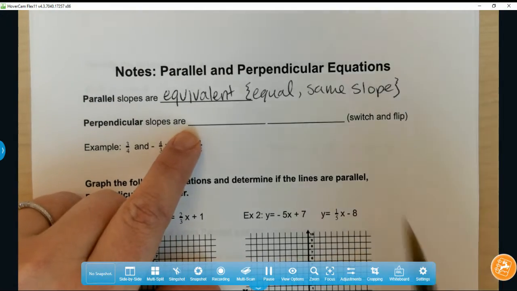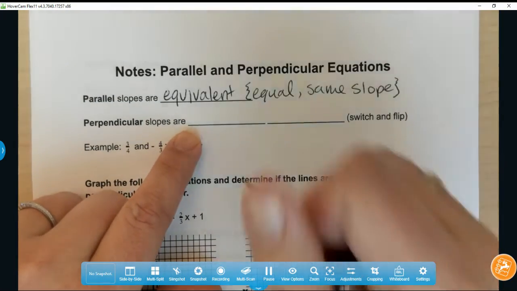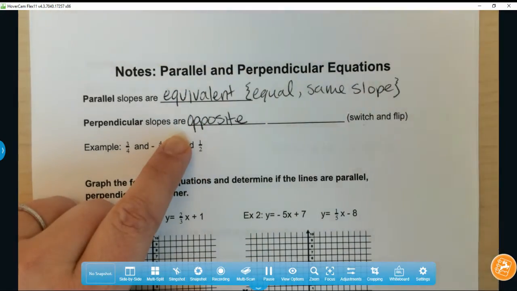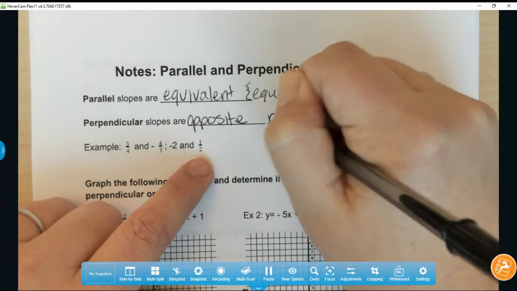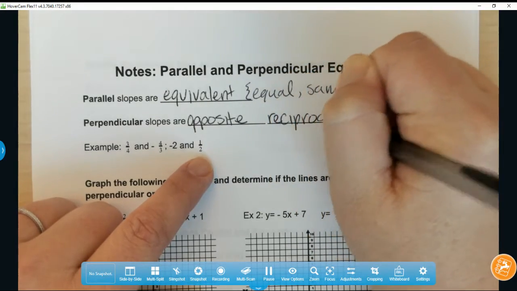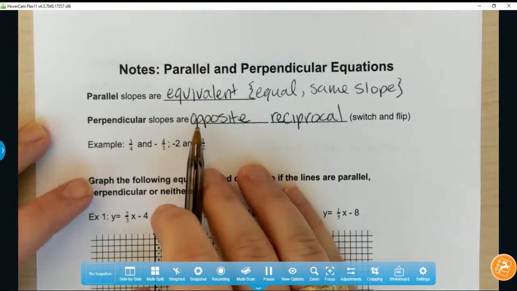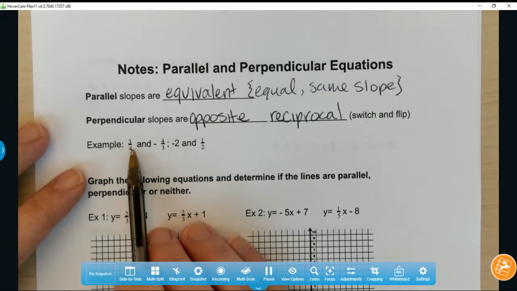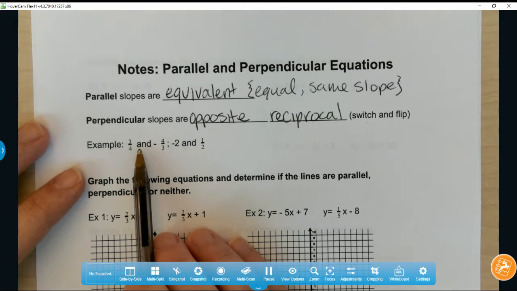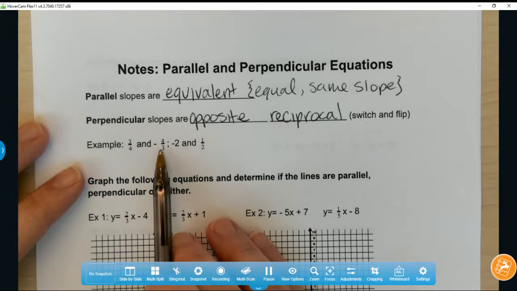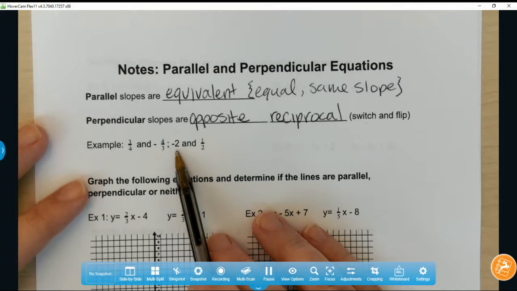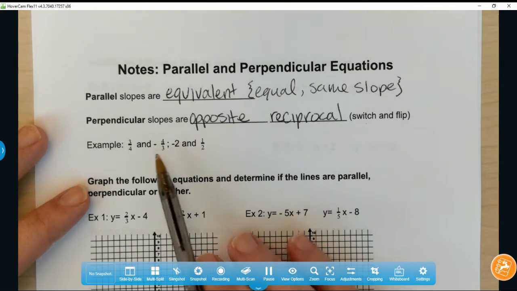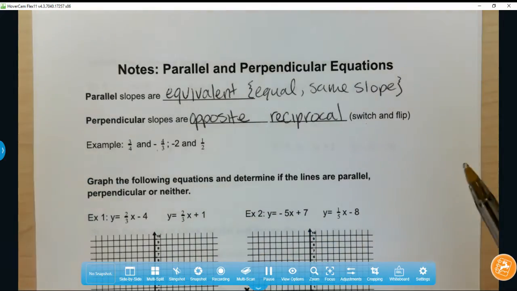Perpendicular slopes are, think, switch and flip. So we say opposite. And to flip a fraction, that's called reciprocal. So perpendicular slopes are opposite reciprocal, meaning you switch and flip it. So if you start off with a slope of 3/4, you would change it over to -4/3. Or if you're starting off with the slope -2, it would change to +1/2. So notice the signs changed and the fraction flipped.